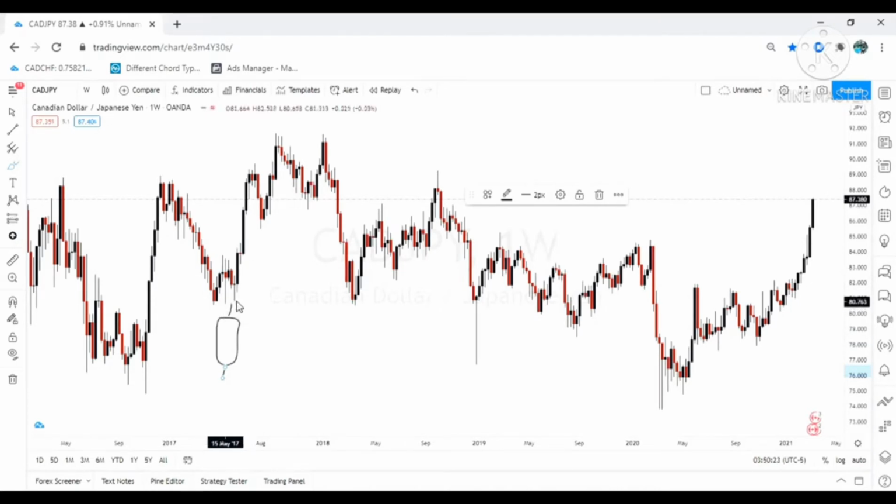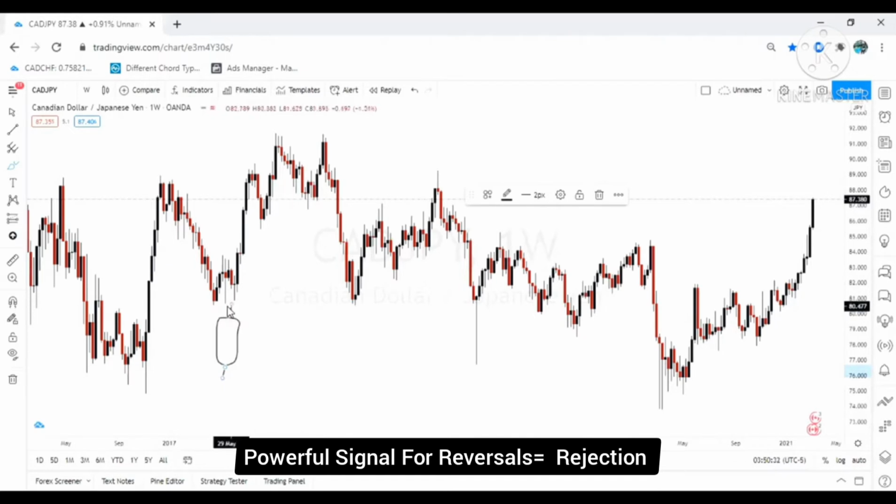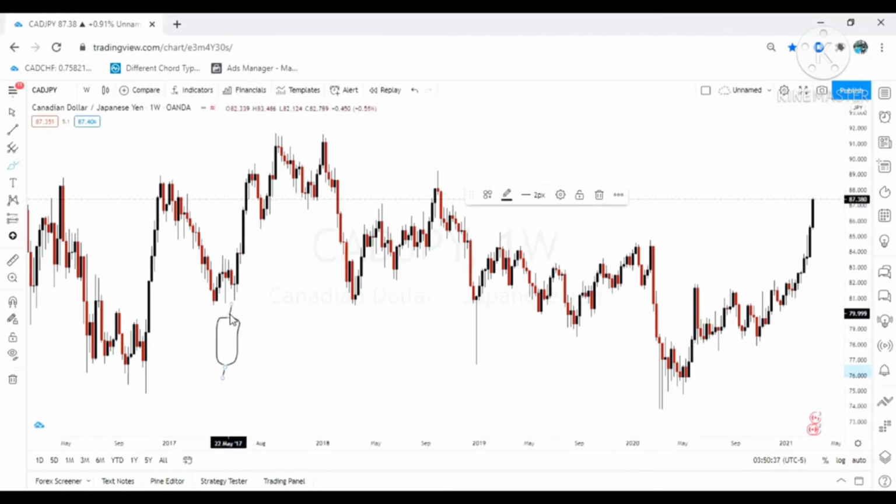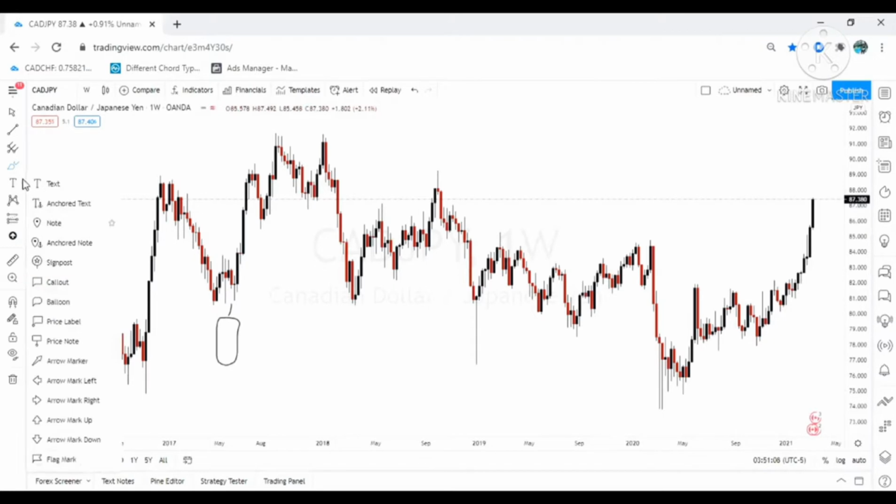And the most powerful signal you ever see for trend reversals is your wicks. So wicks tell you a lot about rejection. We're going to use that to analyze this pair. So anyways, I want us to look at this phase.